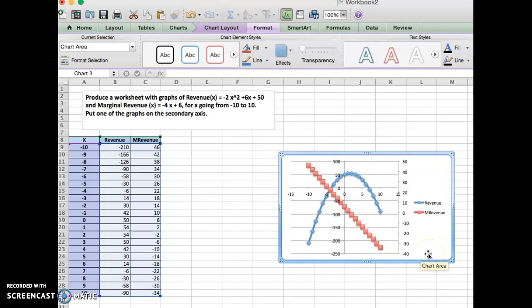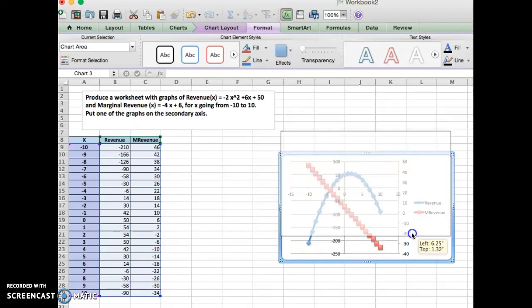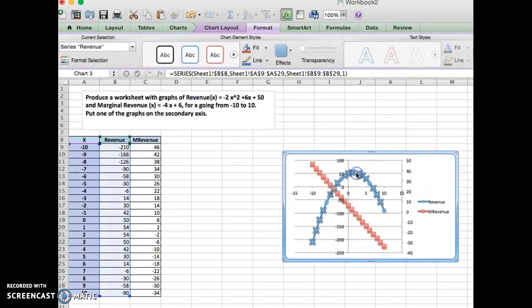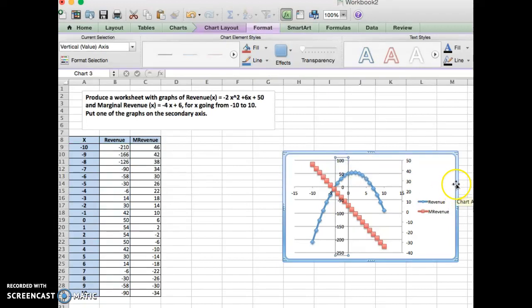And remember, we know that the marginal revenue is on the secondary axis. So the area here to the right, this part here, that is the scale for the red graph. So the marginal revenue is plotted for points between -40 and 50. The blue graph is using the old scale, and so it is being plotted for y values between -250 and 100. So they are really two different graphs on two different scales, and this is really then giving you a little bit more detailed information.